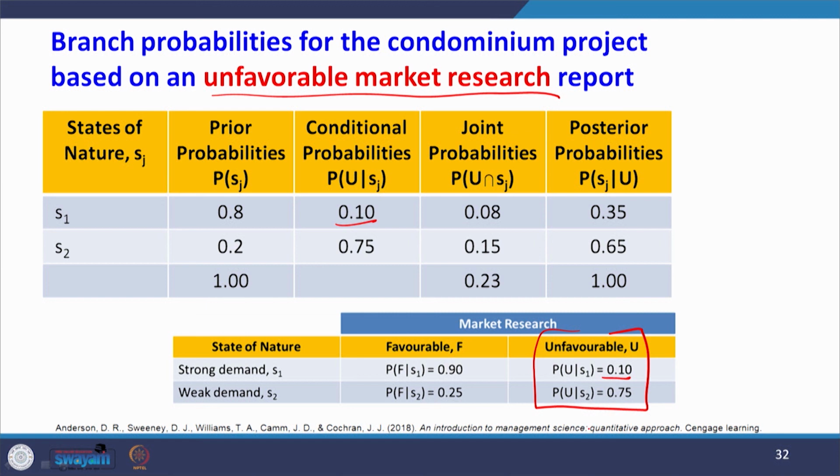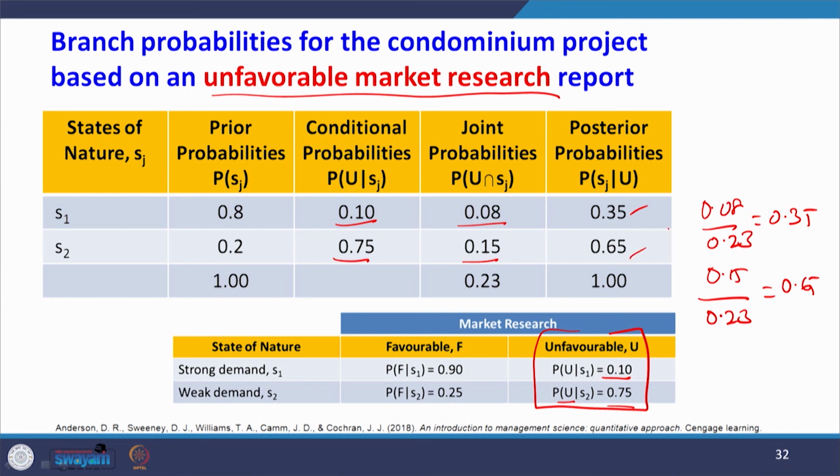When the actual demand is weak demand, what is the probability that the company will provide an unfavorable report? 0.75, that I have written. Now the intersection of P of S and P of u given Sj. When I multiply, I get 0.08 and 0.15, then I add them to get 0.23. So how did I get 0.35? 0.08 upon 0.23, so we get 0.35. Next, 0.15 upon 0.23, I get 0.65. Now, I have got the branch probabilities of 0.35 and 0.65.